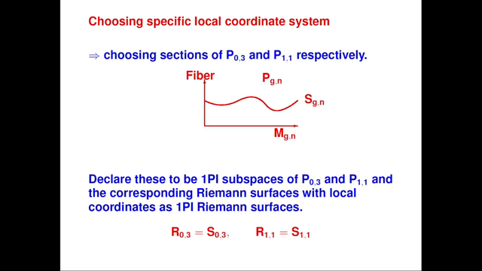So choosing a specific local coordinate system means that we have chosen sections of P03 and P11. Now, for P03, M03 is just a point, so we only have the fiber direction. A choice of local coordinate system basically means that we have chosen a point on the fiber. This is for P03. For P11, M11 is 2 dimensional, so we still have a non-trivial section. And a choice of local coordinate system means that we have chosen the local coordinates for every value of tau in the fundamental domain.